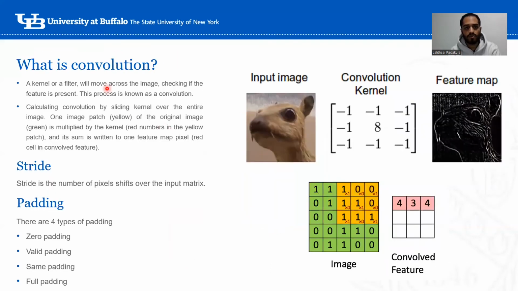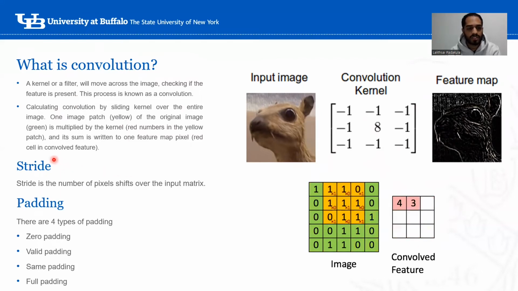So basically, what is convolution? Convolution is nothing but a kernel or a filter moving across the image, checking if the feature is present or not. This process is called convolution. Convolution is calculated by sliding this particular kernel over the input image. One image patch of the original image is multiplied by the kernel, and its sum is written to one feature map pixel. You can see it here. This is an example kernel, and you can see what is happening over here. This gets multiplied by the input image patch, and the output is called the convolved feature.